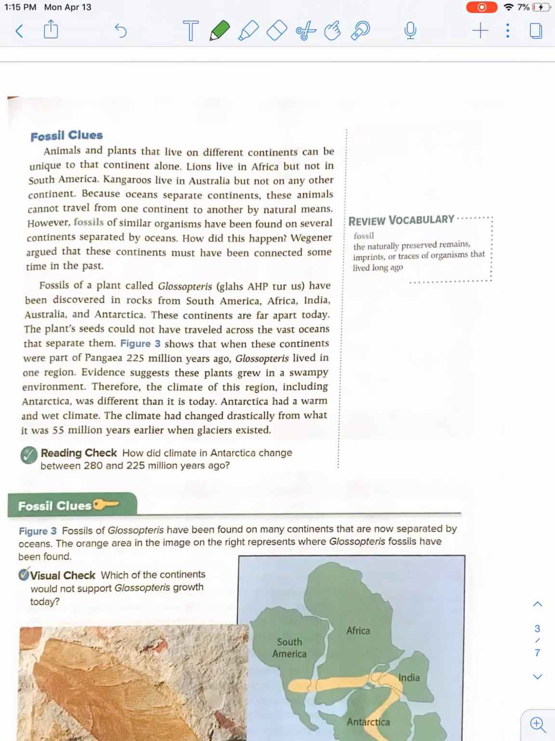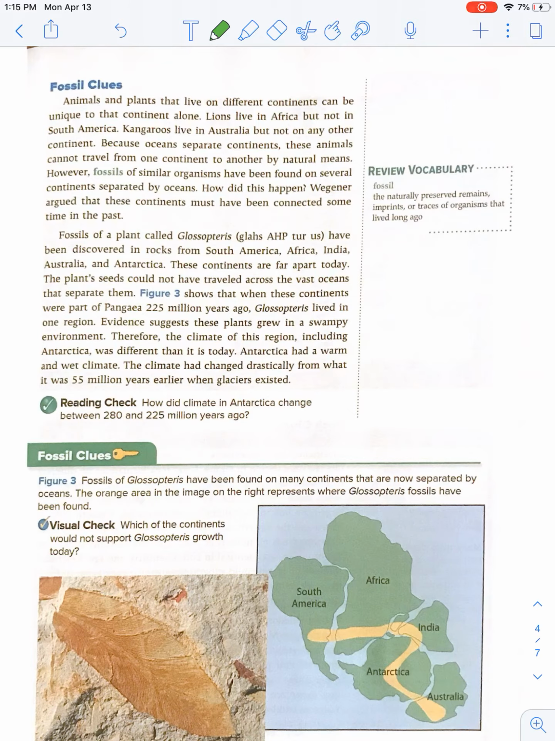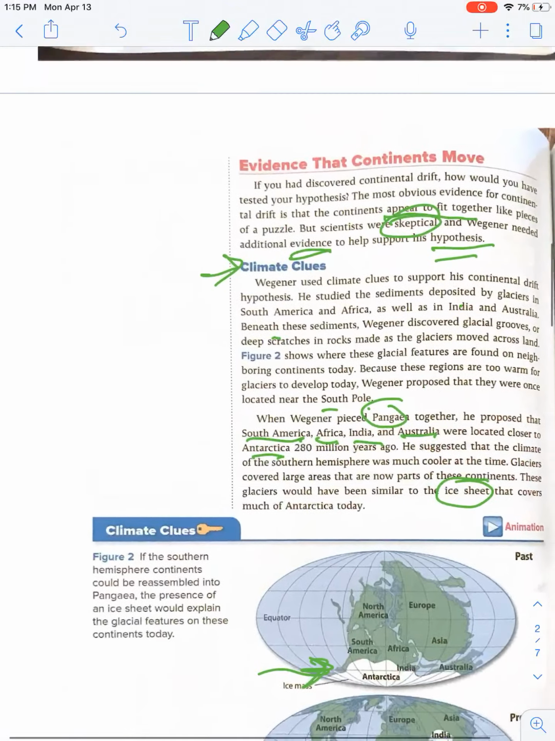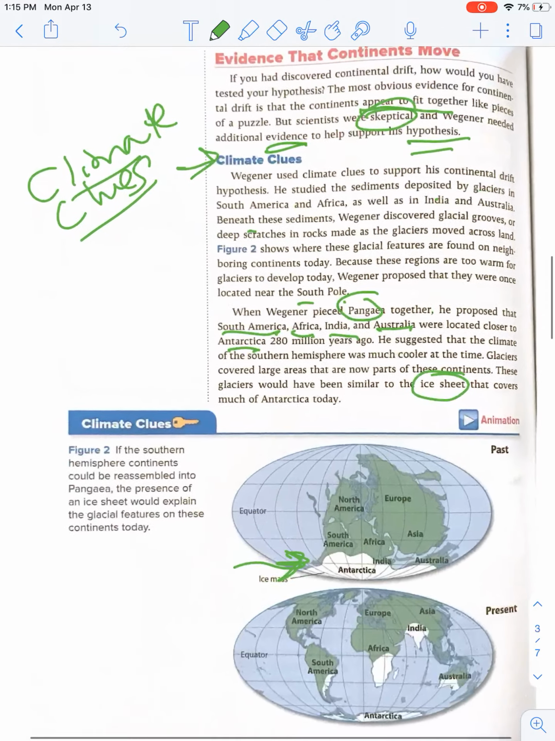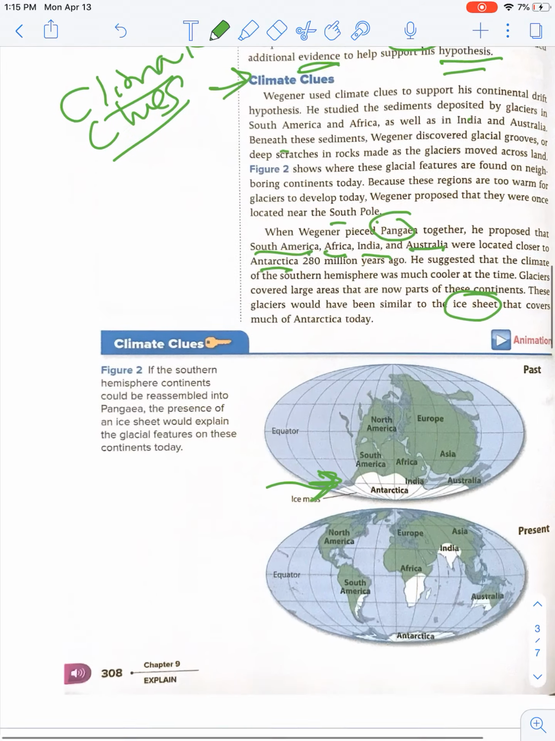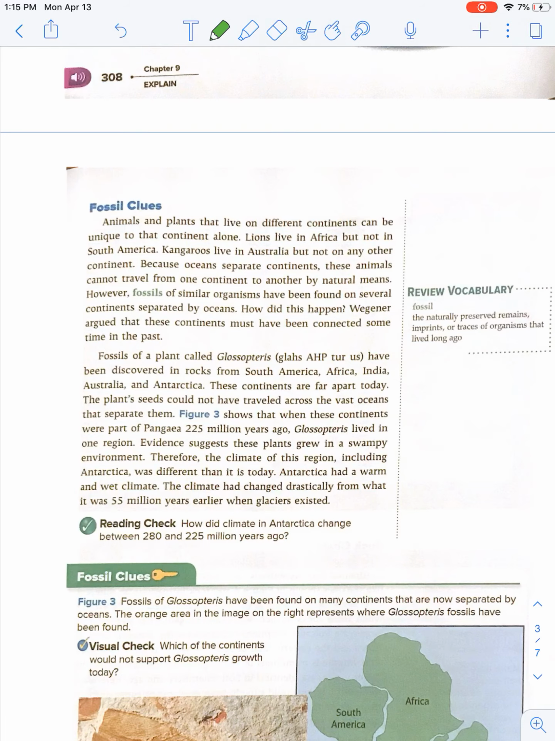All right, now we're on to page 309. Fossil clues. So the last thing, let's go back. The first thing we said for evidence was climate clues. Okay, so the first evidence that he could give was climate, other than the jigsaw puzzle, of course, climate clues. And then let's look at fossil clues as our second piece of evidence.